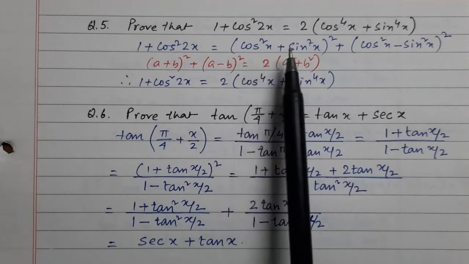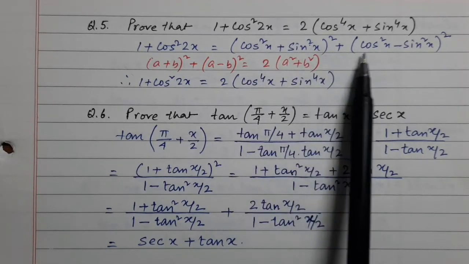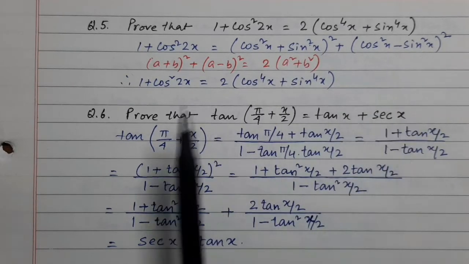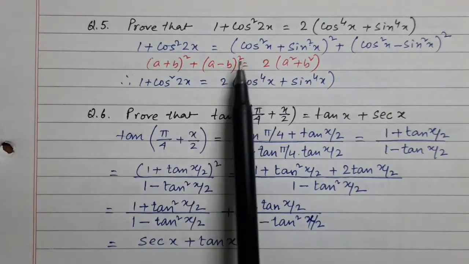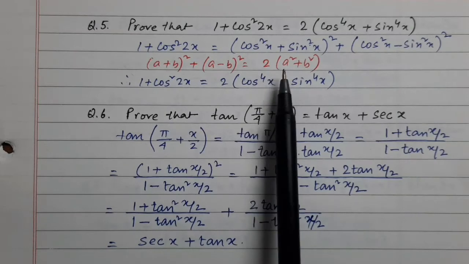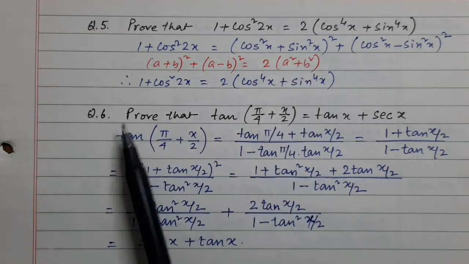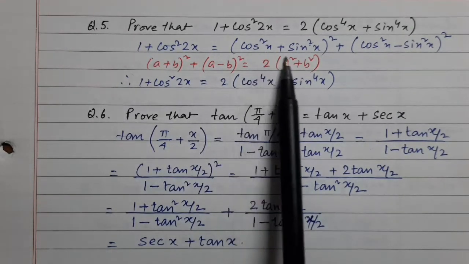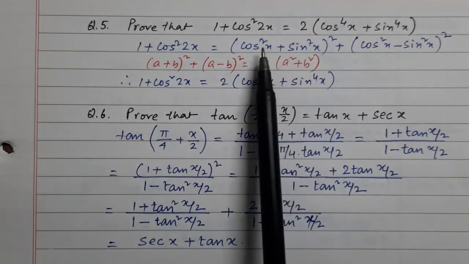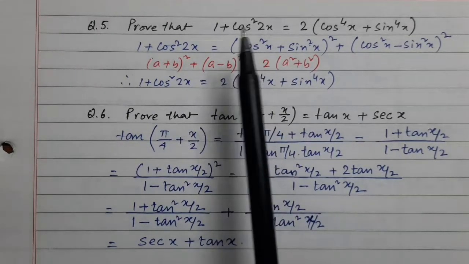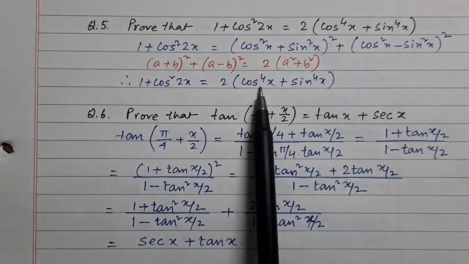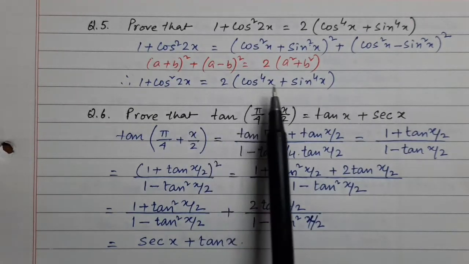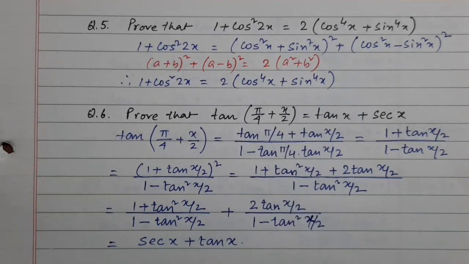So therefore cos square x plus sin square x whole square plus cos square x minus sin square x whole square. Now we know that a plus b whole square plus a minus b whole square is nothing but twice of a square plus b square. So therefore this we can also write as cos square x whole square plus sin square x whole square and twice of that. So therefore 2 into cos to the power 4x plus sin to the power 4x.